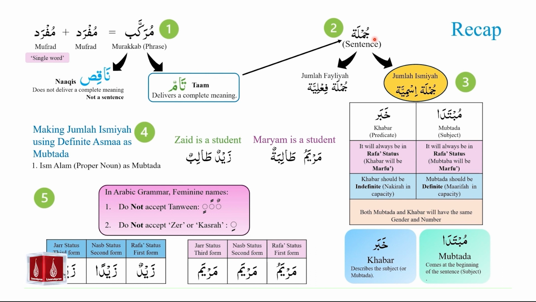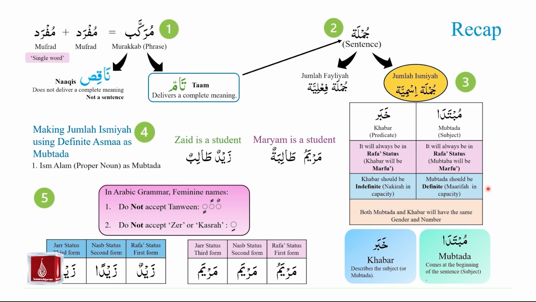There are two types of jumla in Arabic, jumla fe'liya and jumla ismia. In this lecture, we focused on the study of jumla ismia. We studied that jumla ismia has two components. One is mubtada, the second is khabar. Mubtada is the subject and it typically comes first in jumla ismia. We next studied three rules that mubtada has to satisfy and three rules that khabar has to satisfy. First of all, both mubtada and khabar must always be in the rafa status.